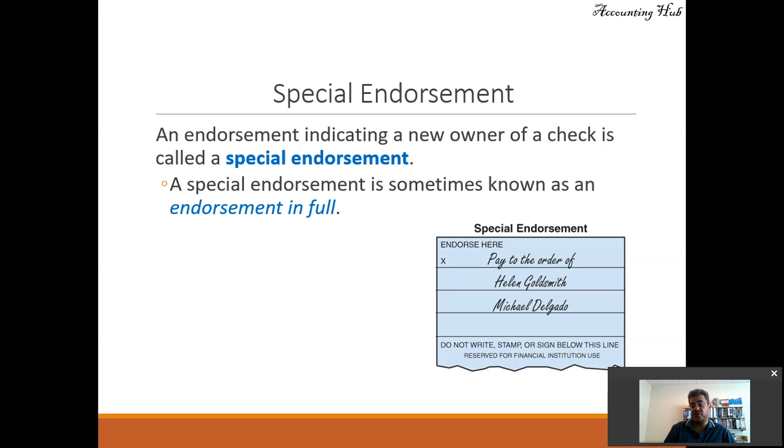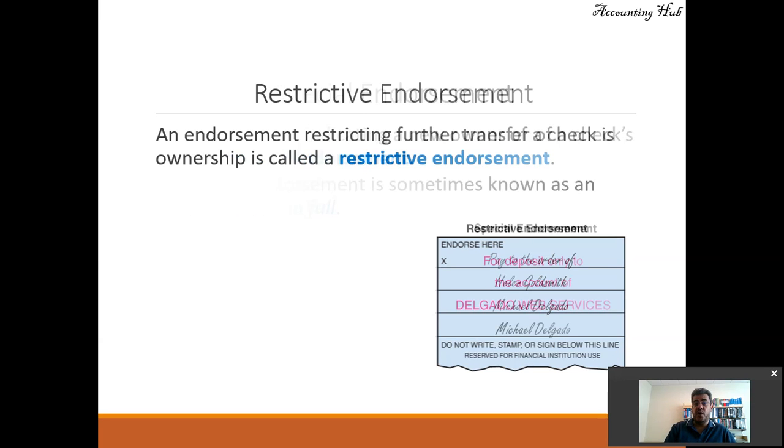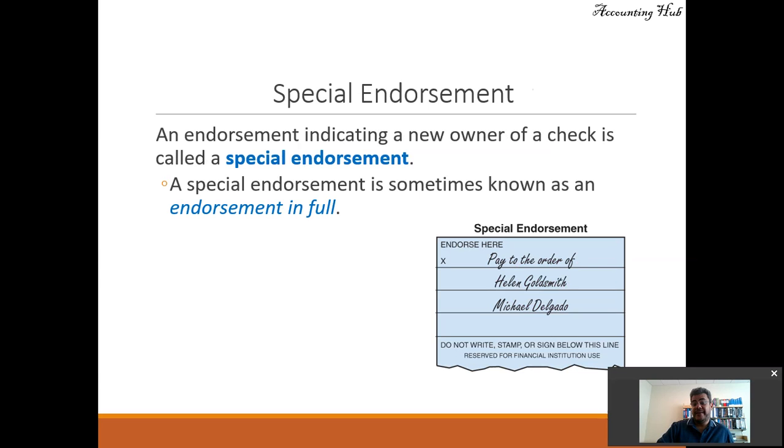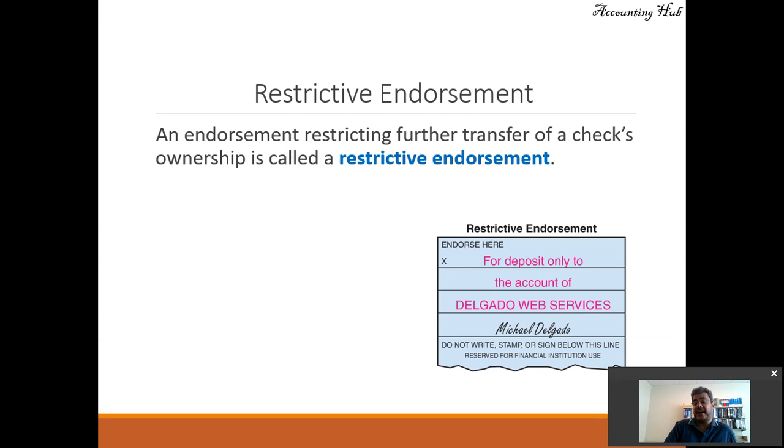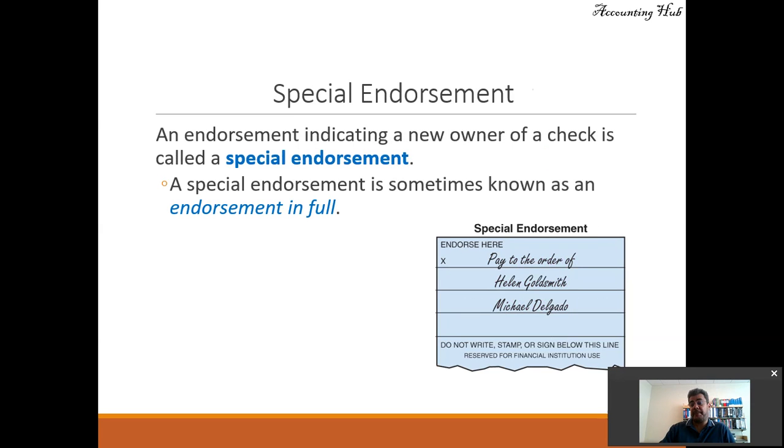The third is the restrictive endorsement. An endorsement restricting further transfer of a check's ownership is called a restrictive endorsement. For deposit only to the account of Delgado Web Service, or remember Mary Smith, for deposit only to the account of Mary Smith. So Mary Smith can do nothing with this check anymore but deposit it in her bank account. So it is restrictive.